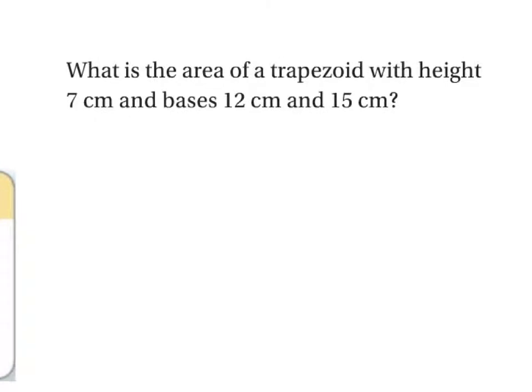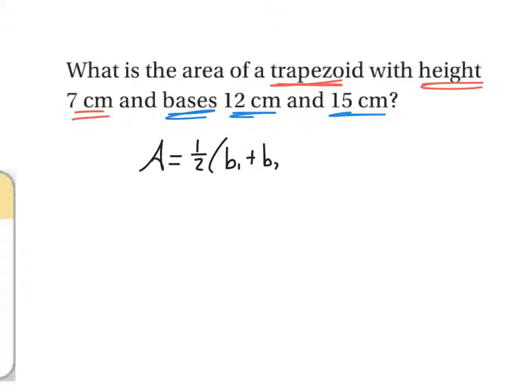They don't give us a picture, but they give us all the information we need. We have a trapezoid that has a height of 7 centimeters, and the bases are 12 centimeters and 15 centimeters. Let's find its area. Area equals 1/2 times b sub 1 plus b sub 2 times height. So we have 1/2 times 12 plus 15 times 7.